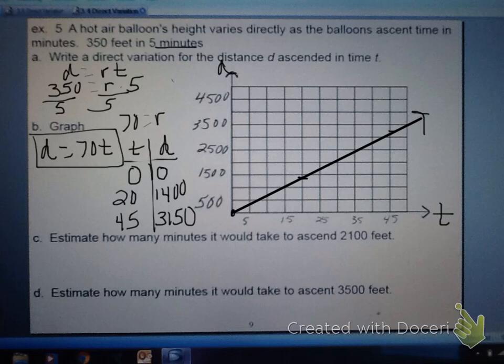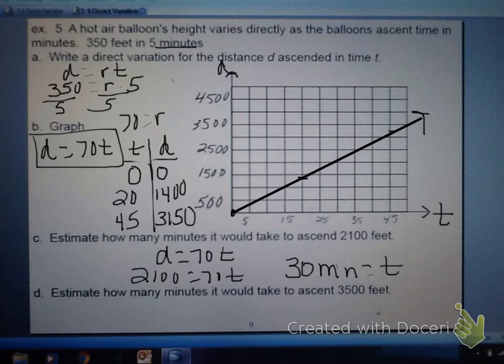Okay, example C, estimate how many minutes it would take to ascend 2,100 feet. So again, to do that, we would plug in 2,100 for d and solve. And 2,100 divided by 70, you could do that in mental math and get 30. So 30, again, 30 what? 30 minutes. We can look at the graph. Where's 30 minutes? 30 minutes is right here. So go up to about 2,100, and yes, that's about right where it is.